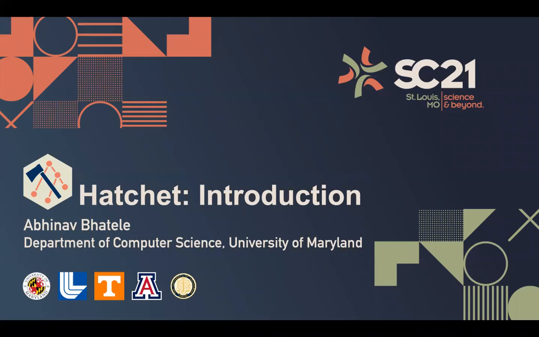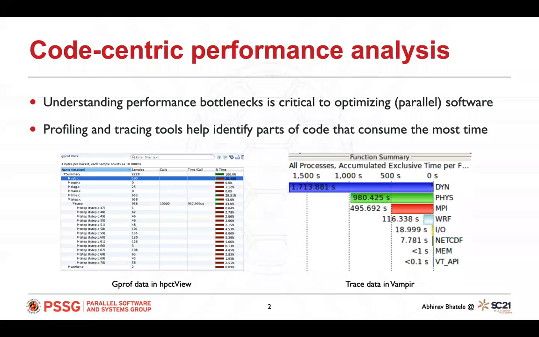So we saw in the first session, which provided basics of performance analysis, that end users are trying to optimize their parallel software, and it's critical to understand performance bottlenecks to be able to do that. There are many profiling and tracing tools that can help us identify what parts of my code I spend most of my time in.